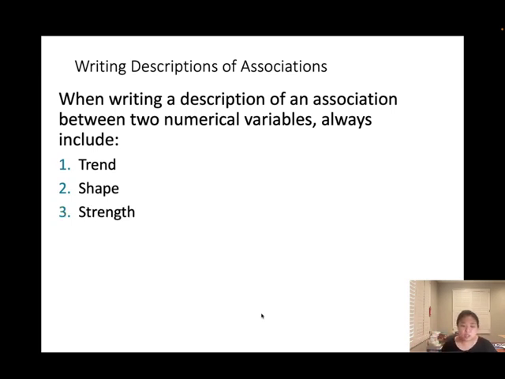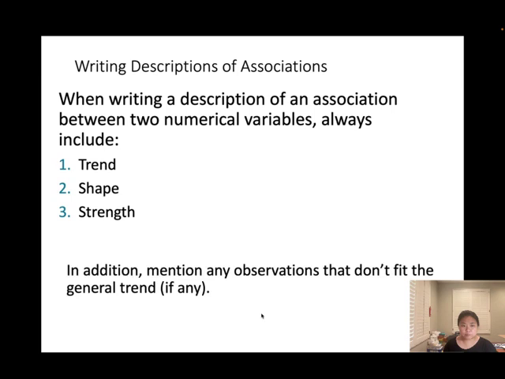Number 3, the strength. You could talk about a strong association or a weak association. In addition, mention any observations that don't fit the general trend. This is talking about one or more data points that are far from the majority and also not on the straight line. You could consider this an outlier.